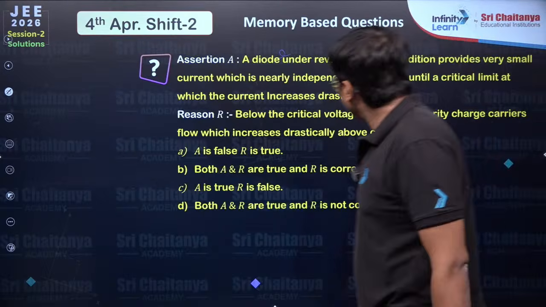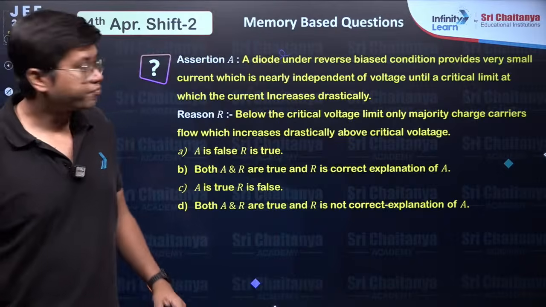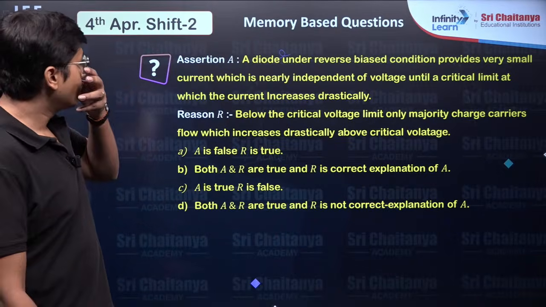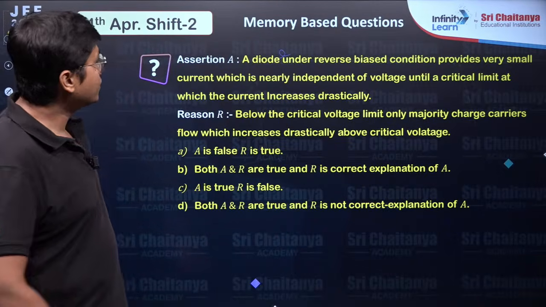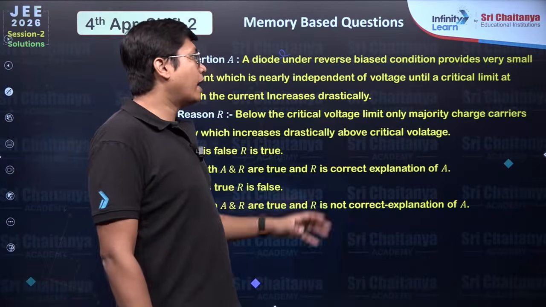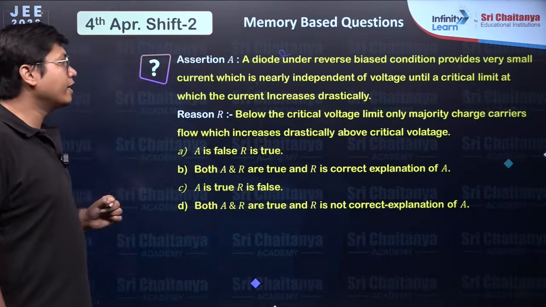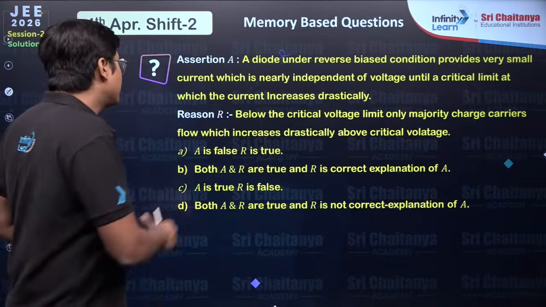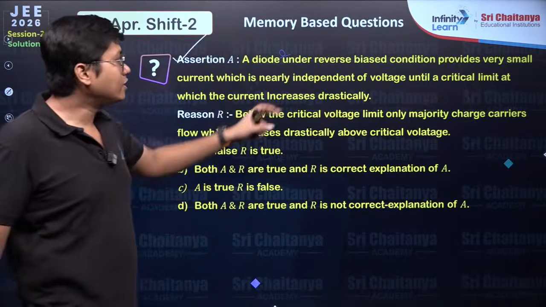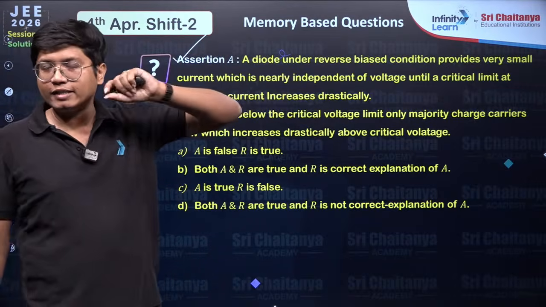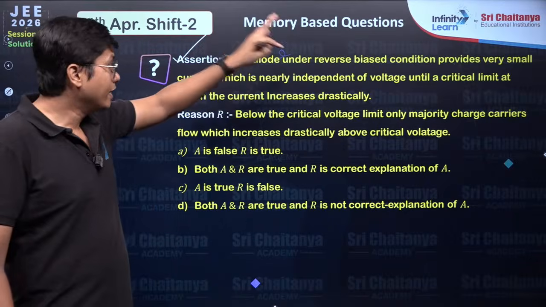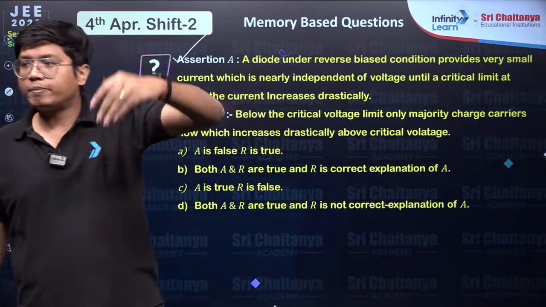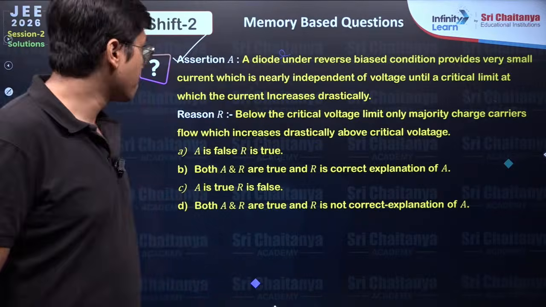This says a diode under reverse biased condition provides very small current which is nearly independent of the voltage until a critical limit at which the current increases drastically. Yes, that is called the reverse saturation current, the little current that goes through till you hit breakdown. After breakdown, the current rapidly increases.